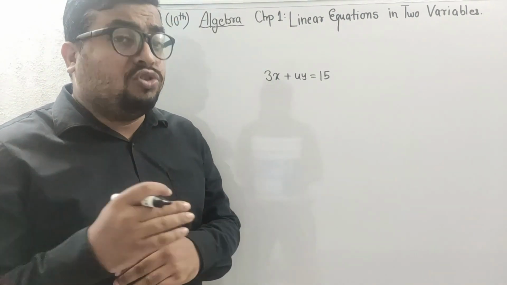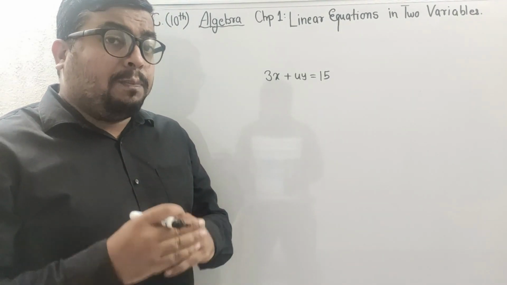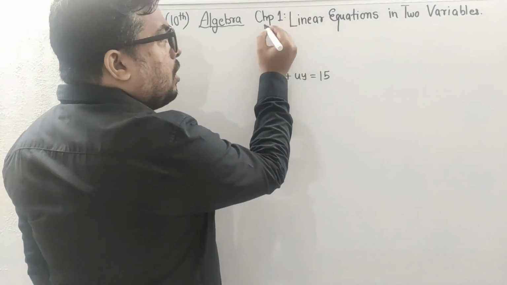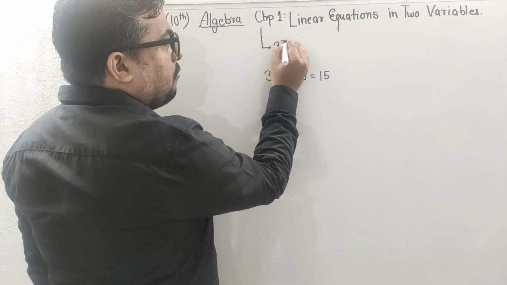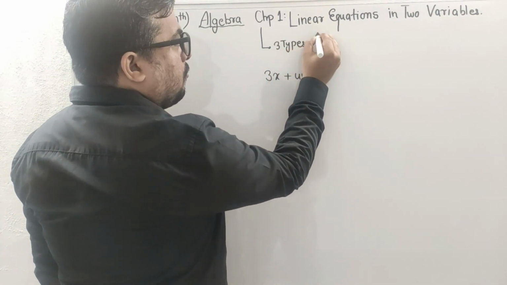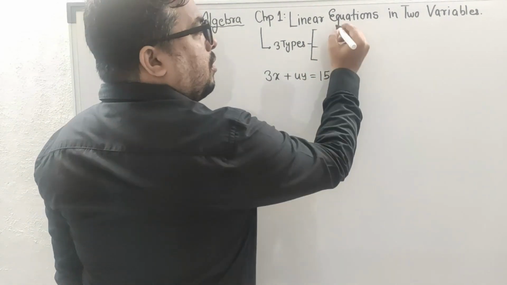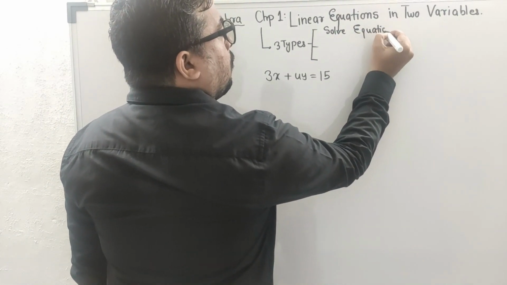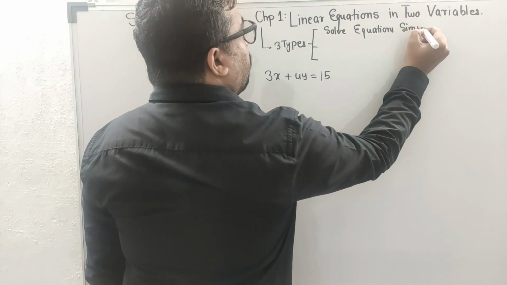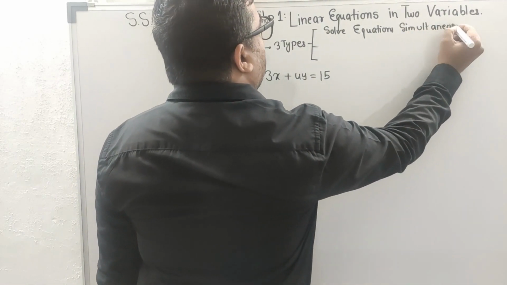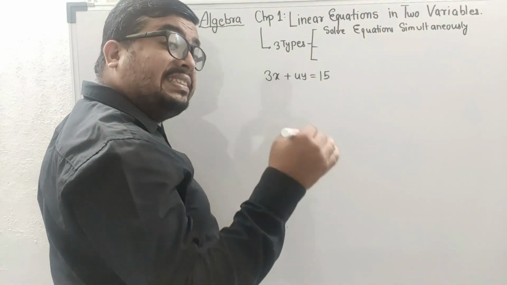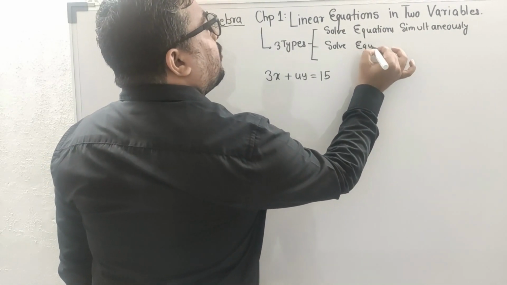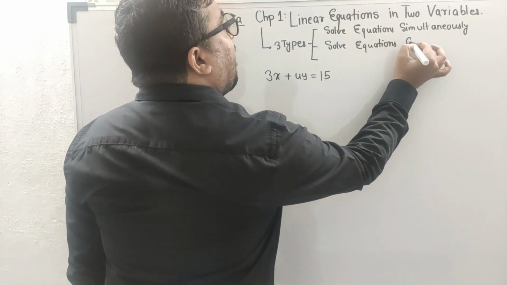There are some rules for solving this chapter. But before moving, let us try to understand the types of question that can be asked in this chapter. There are three types. First, solve equations simultaneously. Second, solve equations graphically.